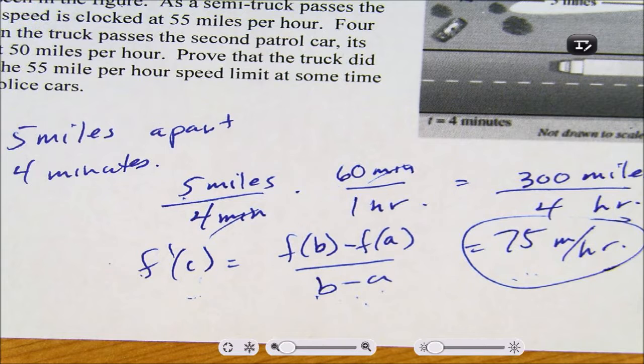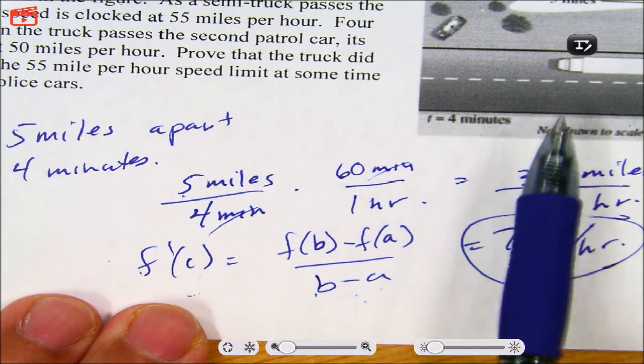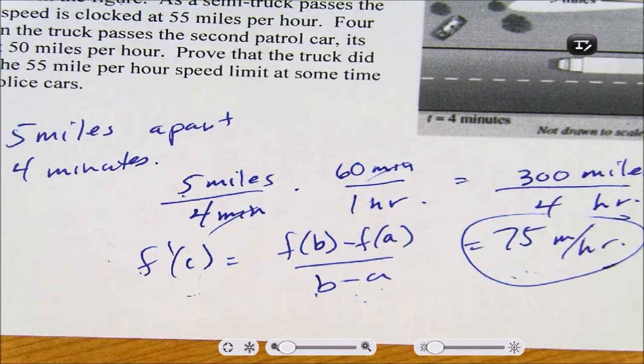So, the police car sitting there with the radar gun doesn't matter. The only thing that matters is that they can clock how long it took him to travel those 5 miles. So you can use calculus to give speeding tickets.